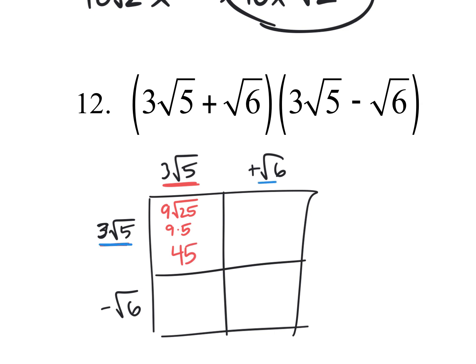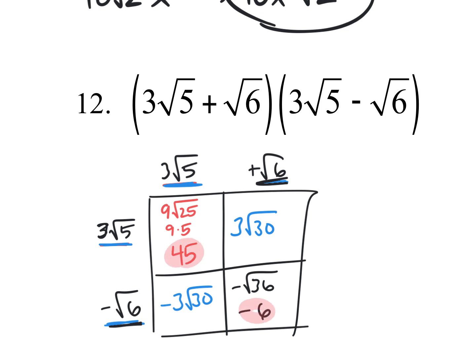And we'll take 3 square root of 5 times the square root of 6. That would give me 3 square root of 30. Same thing, I'm taking the negative square root of 6 times 3 square root of 5. That would give me -3 square root of 30. And lastly, I've got negative square root of 6 times square root of 6. That gives me negative square root of 36, which is -6. So now I just go ahead and combine my like terms. I've got 45 and -6. When I add those together, I get 39. And if I add together -3 square root of 30 and 3 square root of 30, that actually just goes away. So your final answer is 39.